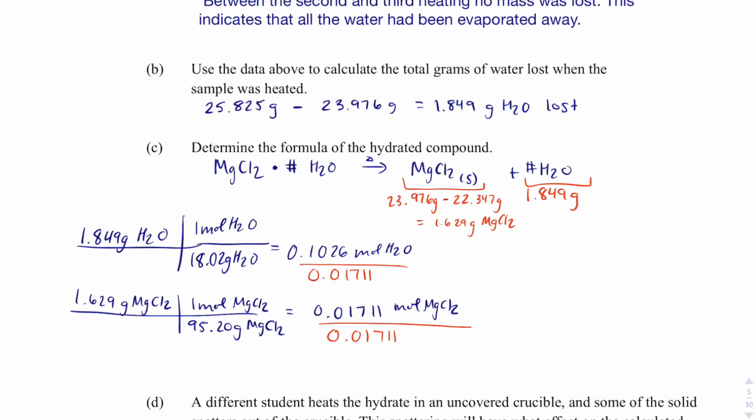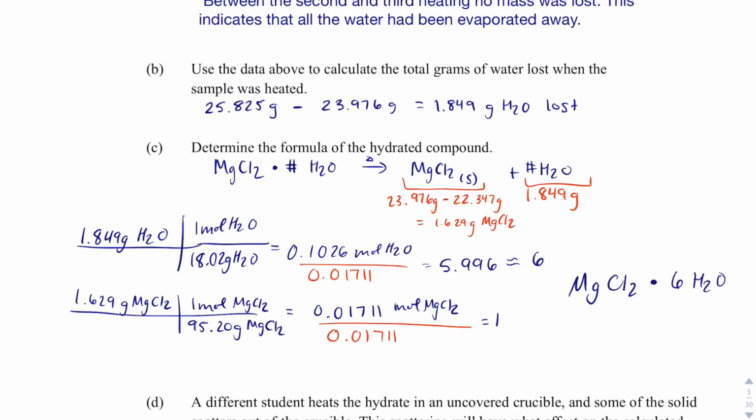And when I do that, I get 5.996, and I get 1. And because that's within a tenth for my waters, that'll be 6. My final answer is MgCl2 dot 6 H2O.